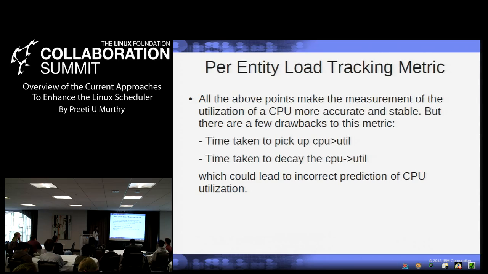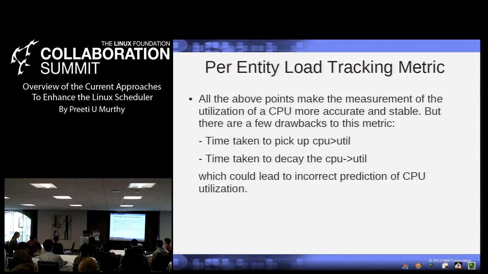I hope I have succeeded in convincing you that the PJT's metric and percentage utilization itself brings a lot of advantages to the scheduler. If that's the case, I would like to take this opportunity to tell you that there are some disadvantages also to the PJT's metric. Let me illustrate this with an example.